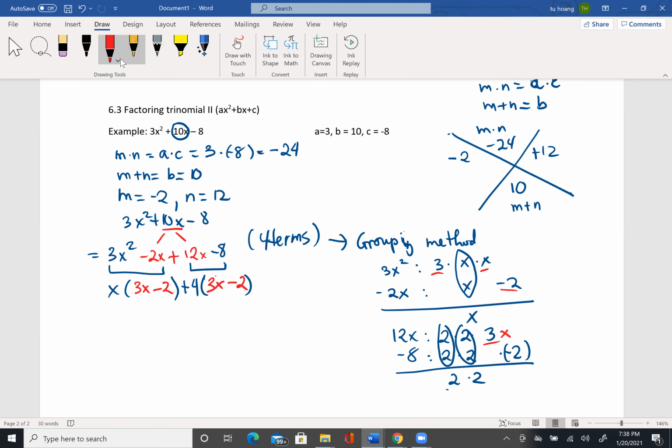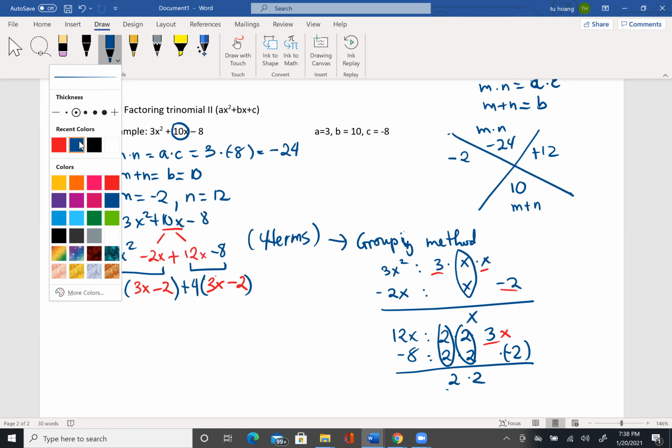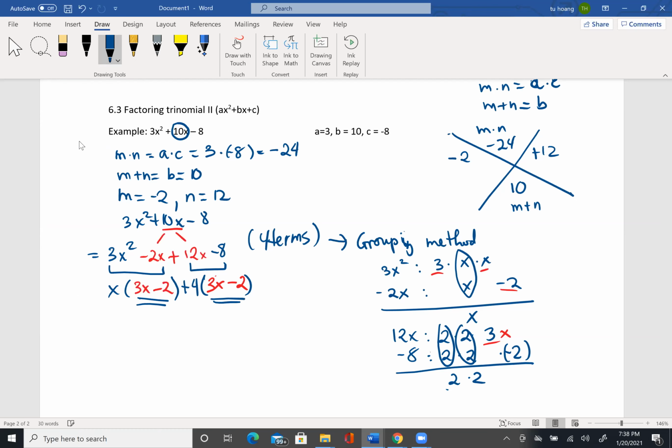Okay, now look globally, you will see a common group, right? You factor it out, 3x minus 2. So you're left with x and 4, so x plus 4. Okay, so that should be the answer. All right. We're done with section 6.3.